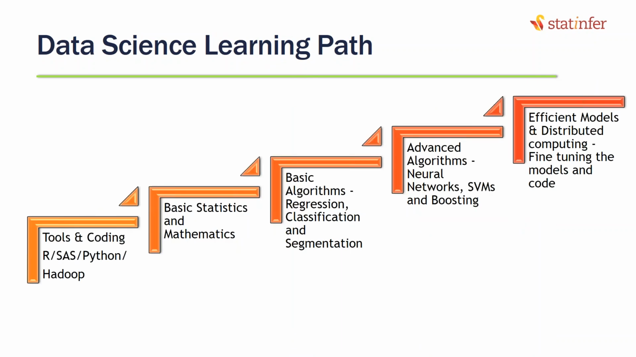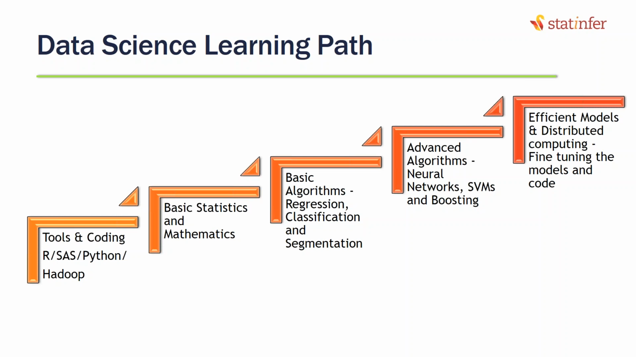So what is a good structured learning path to become a data scientist? You start with any of these tools, because these are the tools that will help us run the algorithms. So you start with either R, SAS, Python, or Hadoop, preferably R or SAS. Then you do basic statistics and mathematics, and some of the basic algorithms like regression, classification, and segmentation. Those are basic. That is part one.